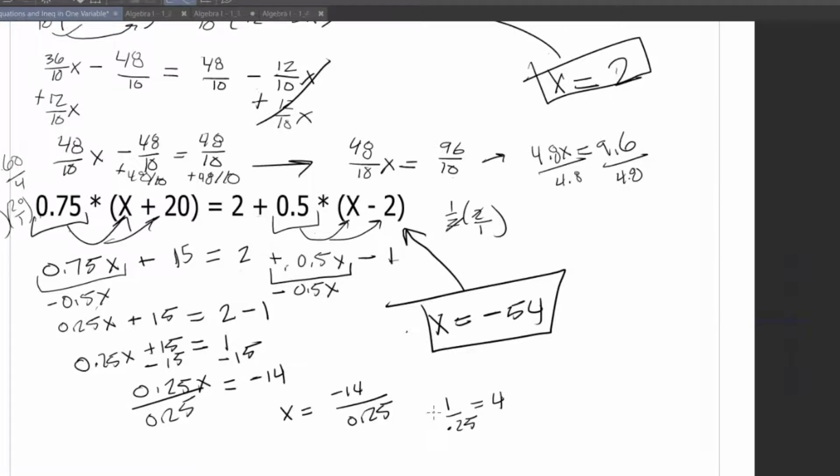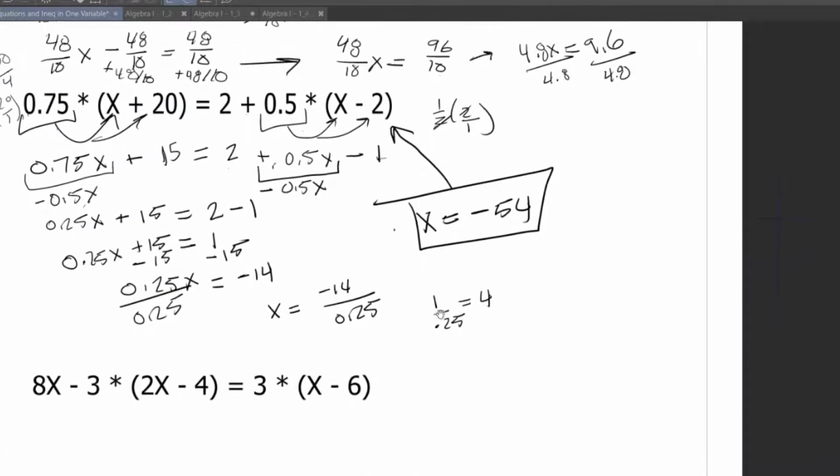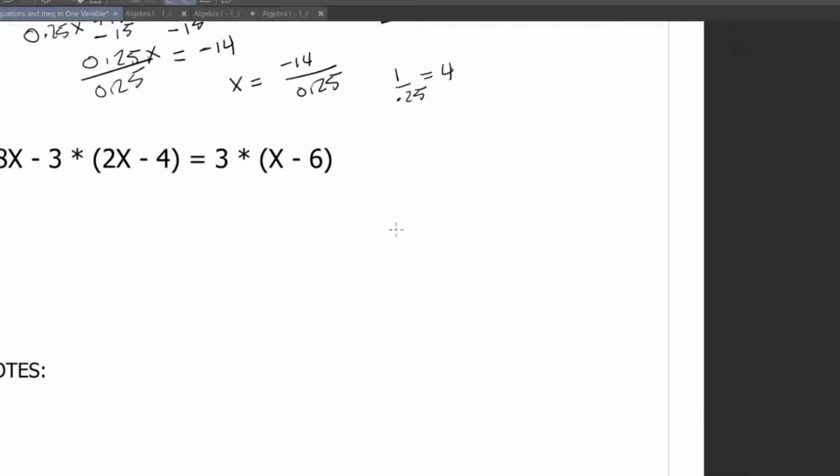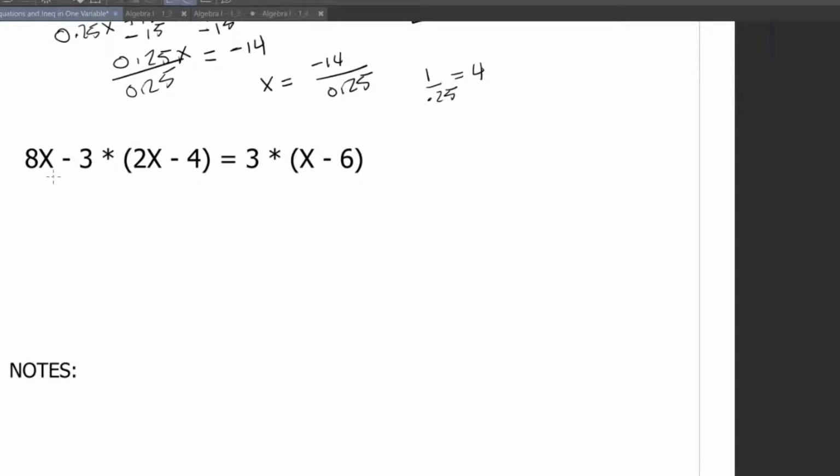Now, going to the last problem, I need to get that mouse down. Okay, so going to the last problem, we have 8x minus 3 times 2x minus 4 equals 3 times x minus 6. Now, the special thing about this problem, you have to follow the order of operations, right? So we'll do the right side first, and then we'll come back to the left side and explain what exactly we're looking at and what operations we should follow.